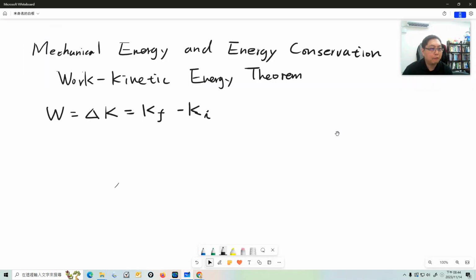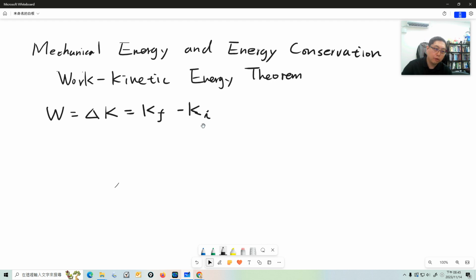We all start from the work-kinetic energy theorem. Previously we have shown the work-kinetic energy theorem: the work added to your system or pulled out from your system is equal to the difference of kinetic energy between the final state and initial state. And then we just start from this work-kinetic energy theorem and we'll reach the famous energy conservation equation.